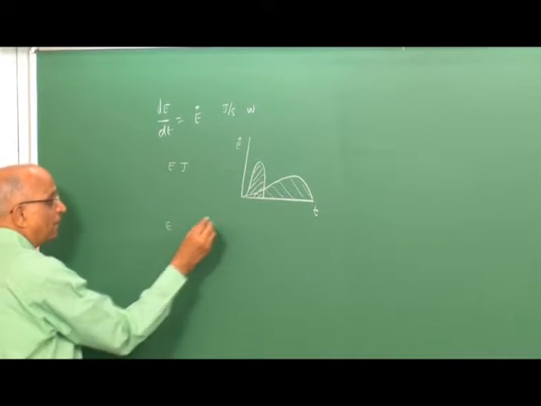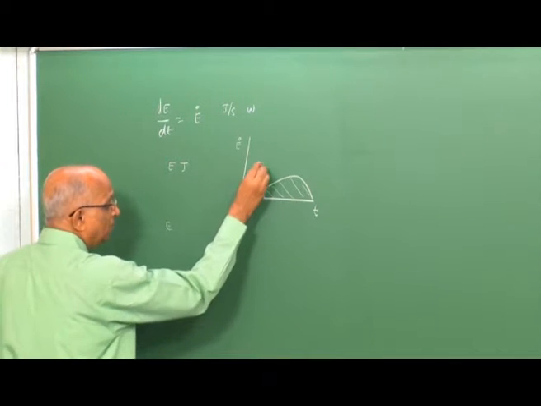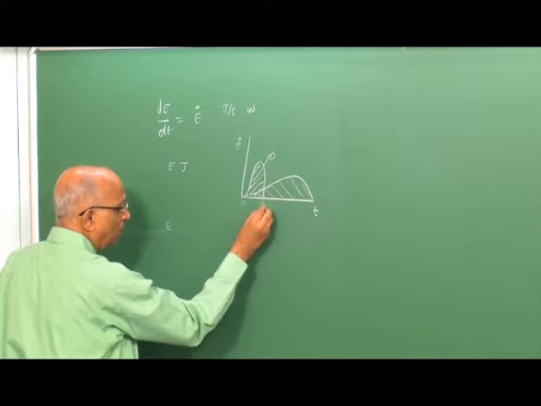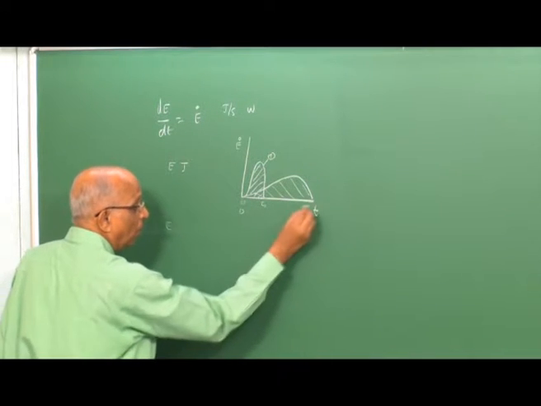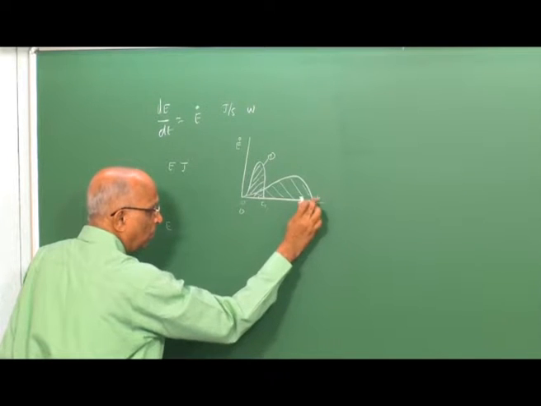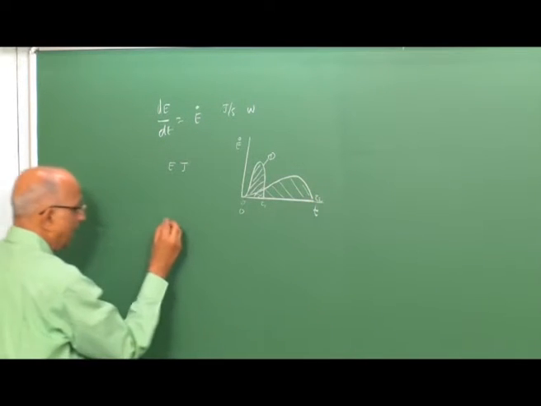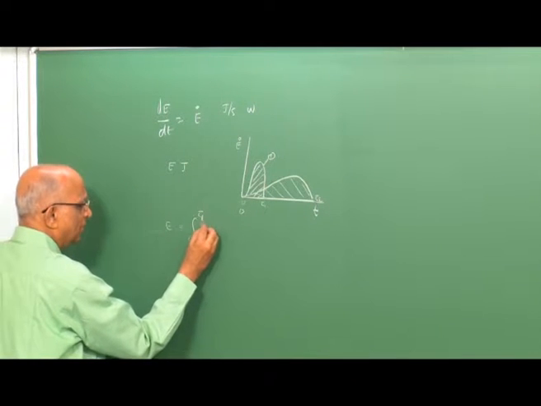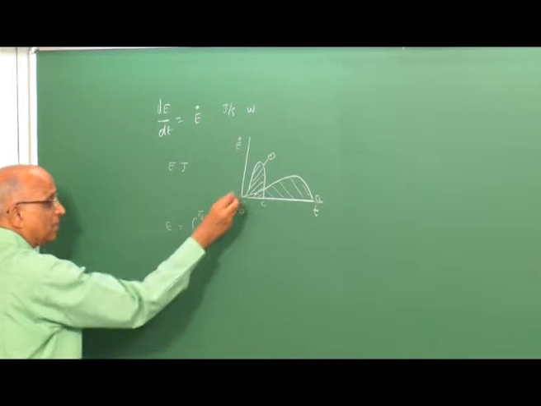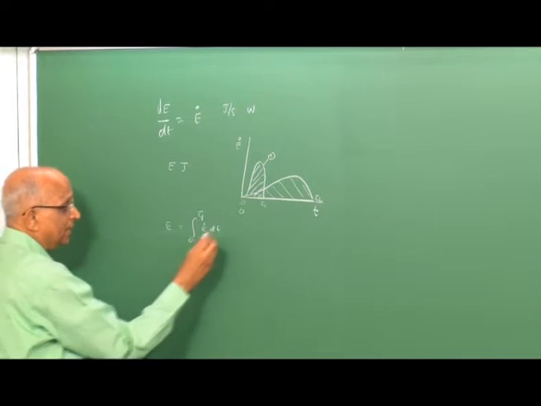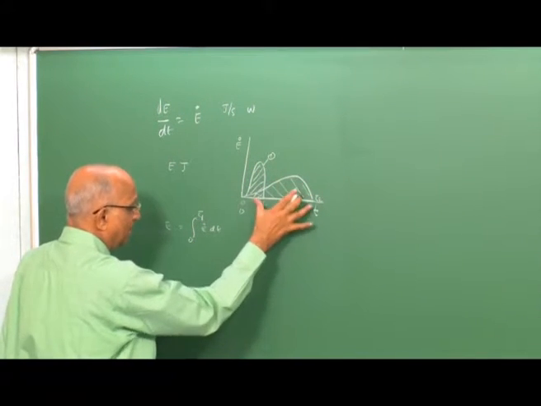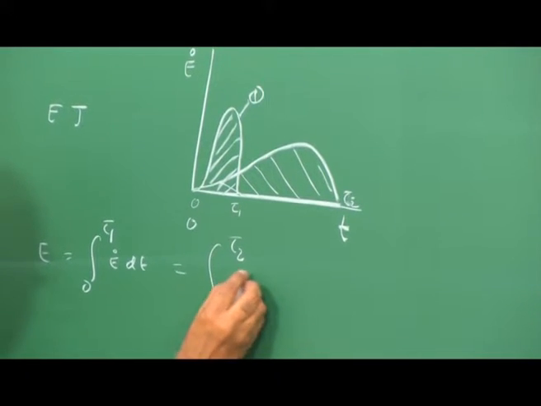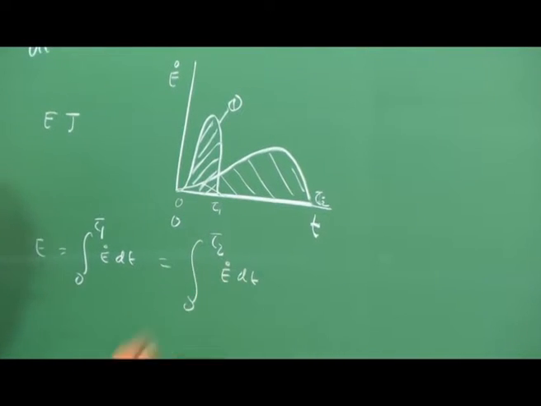Therefore, if the time of the first type of energy release is over a period, let us say 0 to tau 1, and in the second case it is over a period 0 to tau 2, we say energy release is equal to the integral from 0 to tau 1 of E naught dt. In the first case, this is the area under this curve. In the second case, it is over a prolonged duration, that is, the integral from 0 to tau 2 of E naught dt.